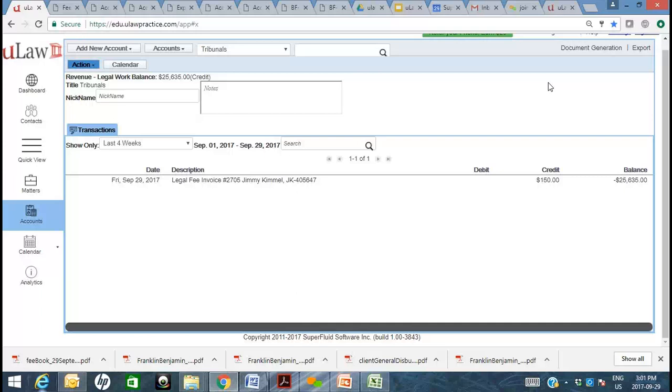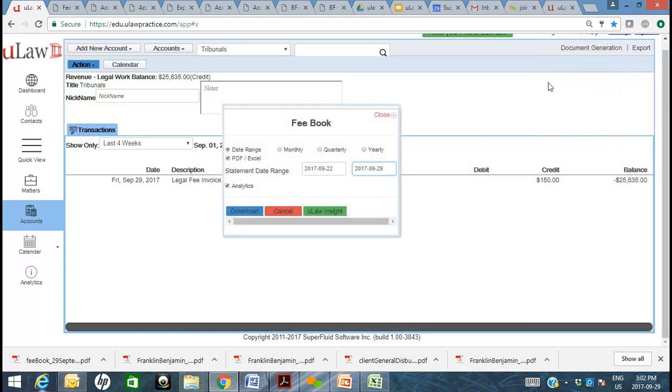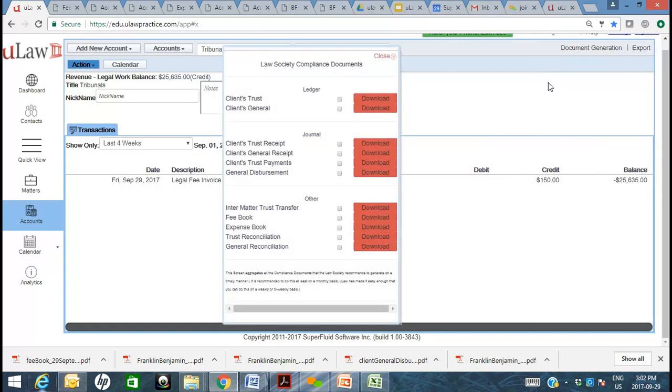So how do I get to the fee book in uLaw is the question. There's a few ways. You can hit the accounts, document generation, and you have fee book right here. Or at any time if you're in doubt, hit document generation and hit compliance. This has all of the Law Society's compliance documents listed down.